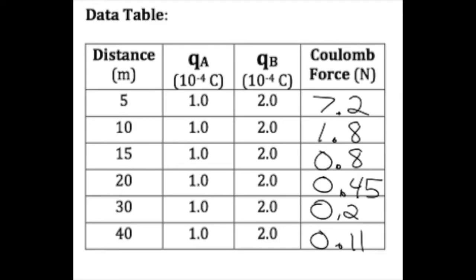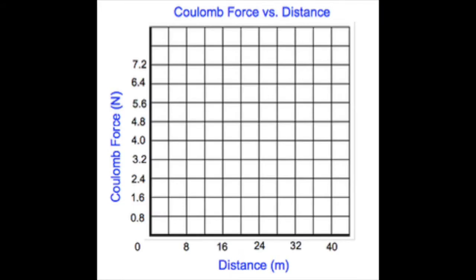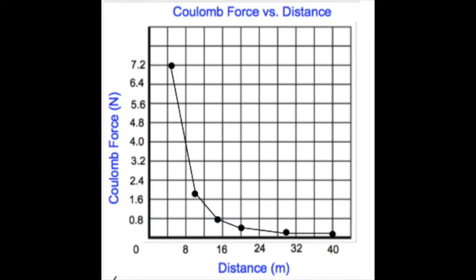Now we can make a comparison. As the distance increased, the strength of the Coulomb force decreased. And that is our conclusion. Let's plot this data on a Coulomb versus distance chart. The distance is the independent variable, which is why it's on the x-axis. The Coulomb force is the dependent variable. It's on the y-axis. We can clearly see, as the distance increases, the Coulomb force decreases, but it's not linear. It's actually an exponential decrease.